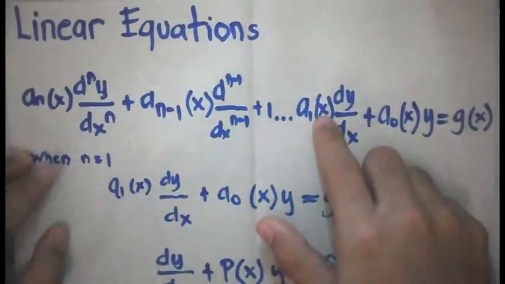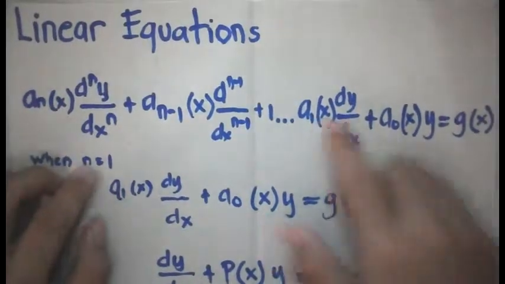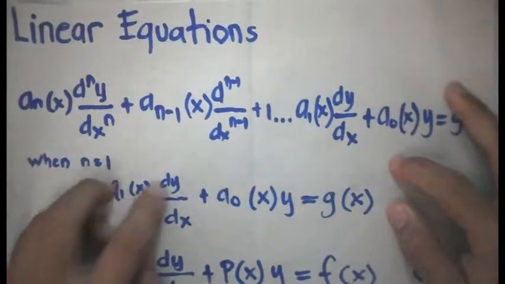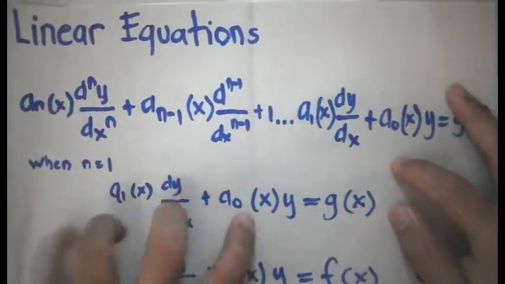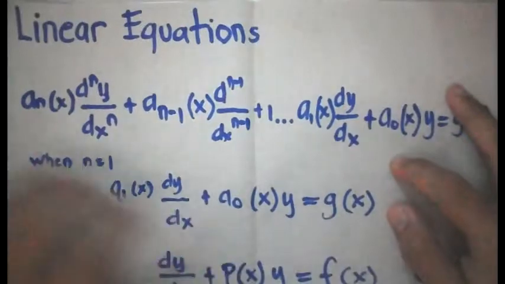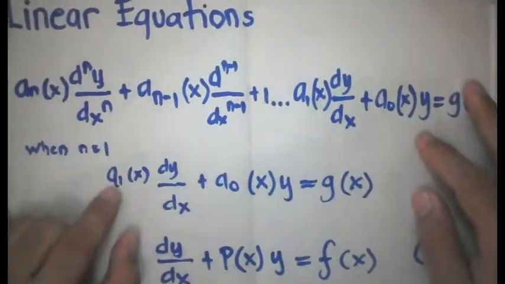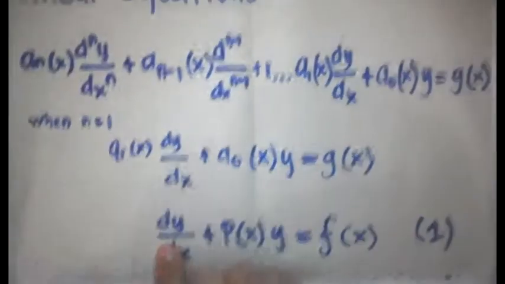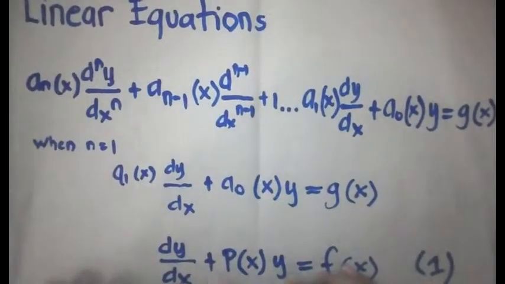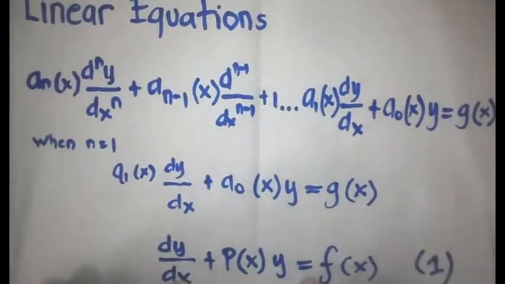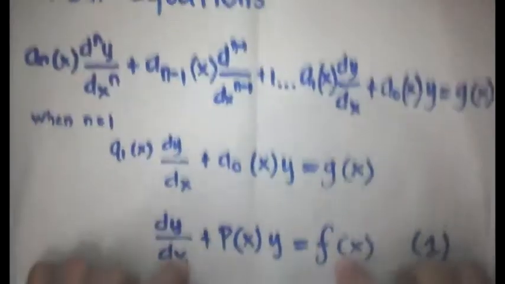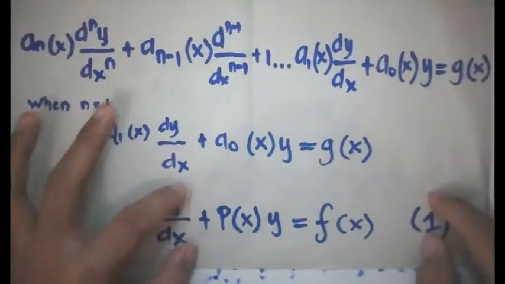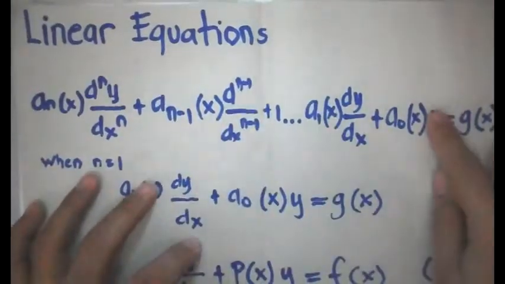So when we let n equal 1, we have this equation: a1(x) dy/dx plus a0(x) y is equal to g(x). We divide by a1(x), so we have this equation: dy/dx plus p(x) y is equal to the function of x. So this is our general form of linear equation.